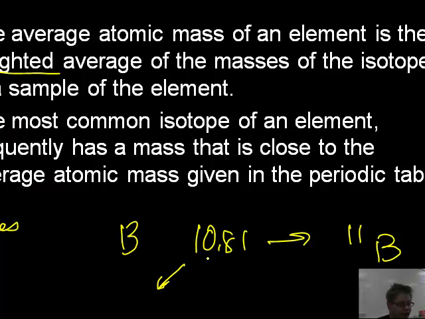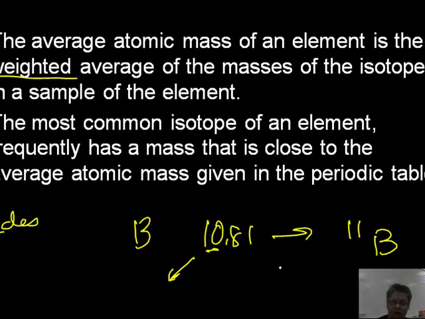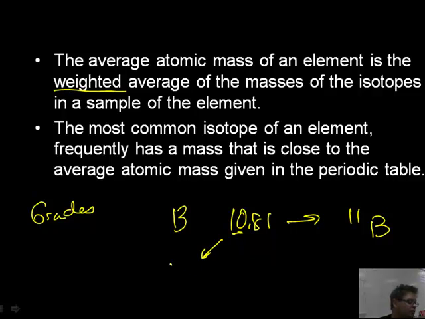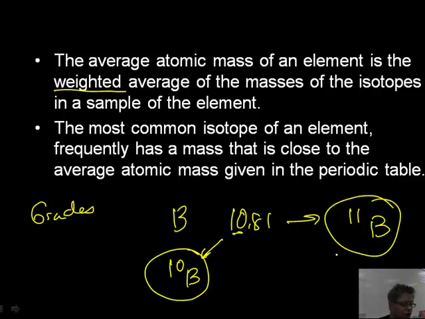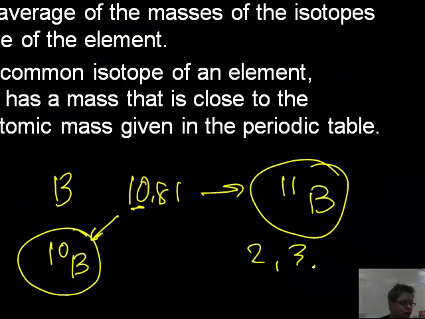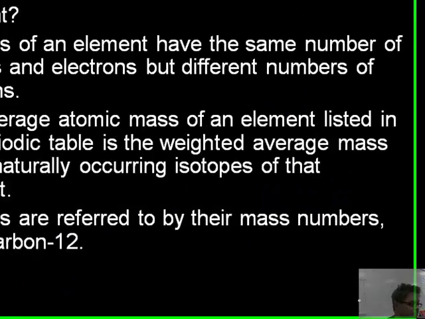However, if you round down, which again, you don't want to do for the most common, the other most probable one would be boron 10. And there could be other isotopes. This is just the most common two isotopes of boron. So there could be 2, there could be 3, there could be 5, there could be 10, there could be even more naturally occurring isotopes.